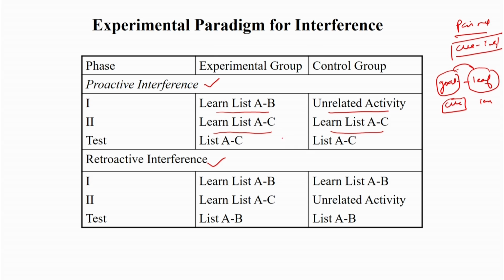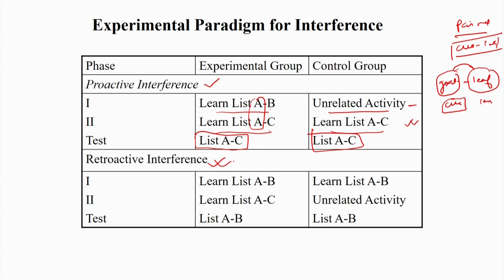So, in this paradigm, at a later period of time, you are given list A C to learn. Now, when that happens, the control group shows no interference, but since list A B and list A C have A in common, they will interfere with each other. The learning of A C after A B creates this kind of interference, and this is called proactive interference. So, here the learning of A B creates interference with the learning of A C, and that is what proactive interference is all about.